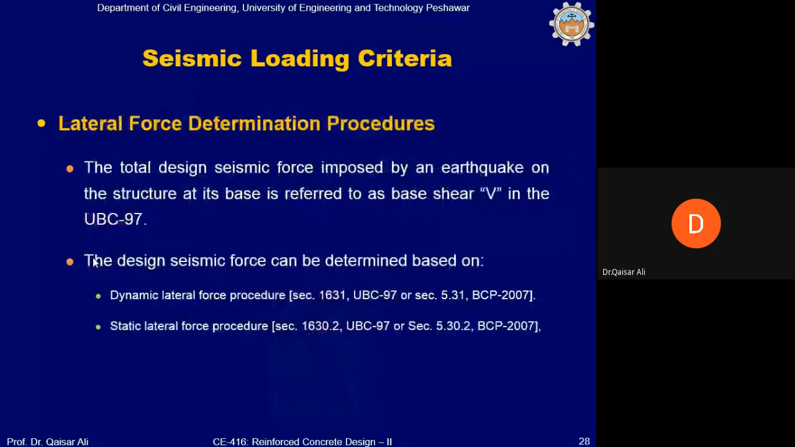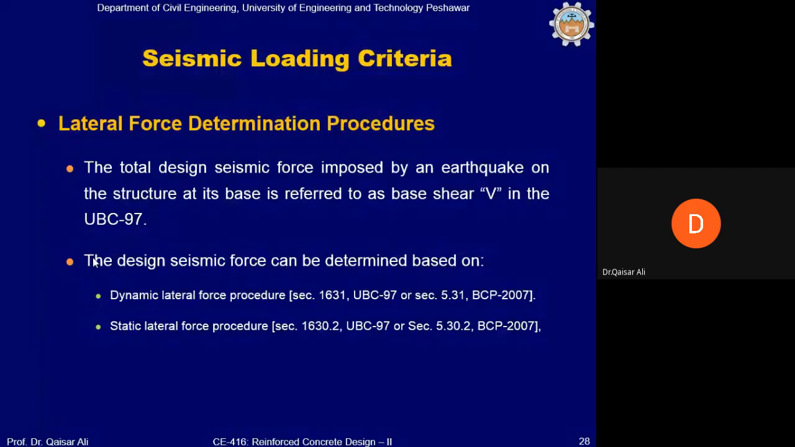Okay, the total design seismic force imposed by an earthquake on the structure at its base is referred to as base shear V in the UBC 97. And the design seismic force can be determined based on, as you have seen in the initial slides, that when an earthquake hits a structure at the base, basically it is the ground which moves due to the earthquake waves, and because the structure is supported on the ground, the foundation along with the ground also moves.